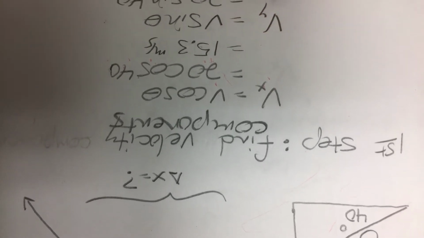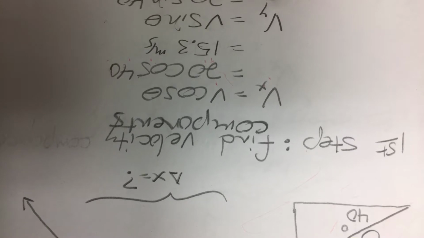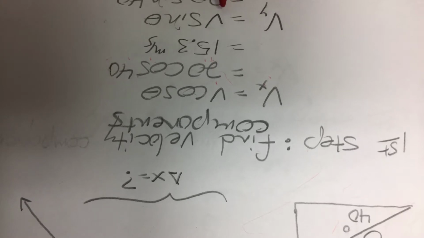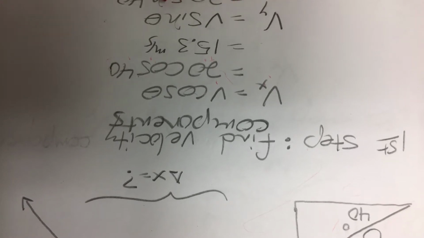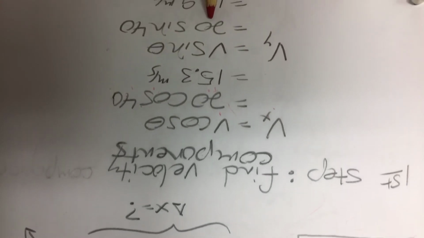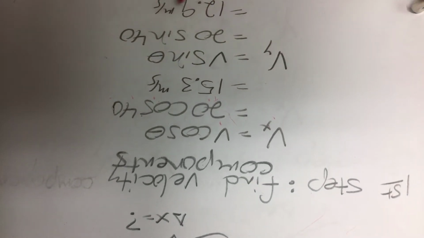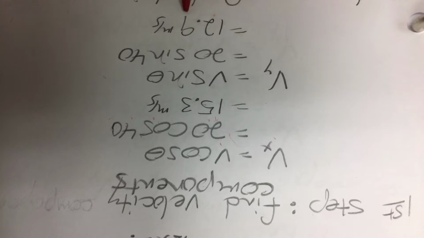Now, the vertical velocity component. This is how fast the altitude is changing as it goes up and down. We find that by multiplying the launch velocity times the sine of the angle. So it's going to be 20 times the sine of 40, which gets to be 12.9 meters per second.